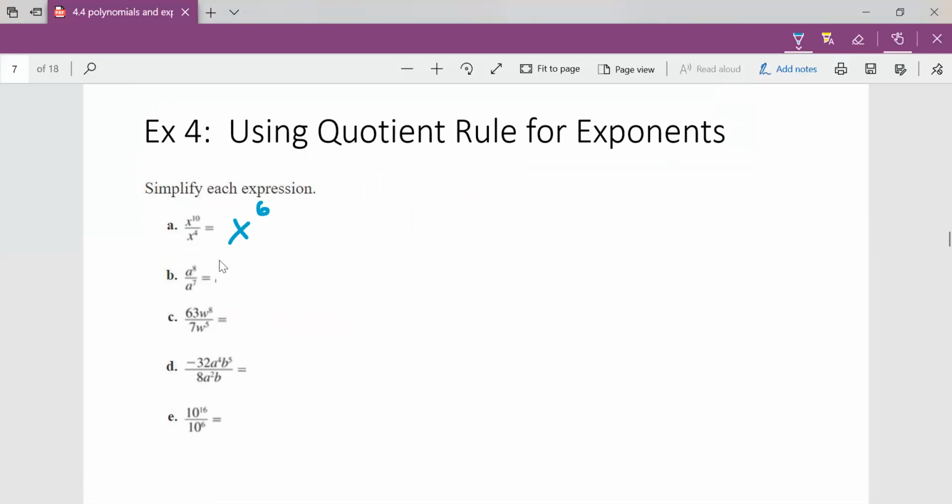I have an a as my base, so a to the power of 8 minus 7 is a to the 1. Okay, now for the next couple, we added some coefficients. So we're just going to do 63 over 7. What is 63 divided by 7? Well, that's 9. And then I have w to the 8th over w to the 5th, which means I have w to the 3rd. Okay, so the same thing for this one.